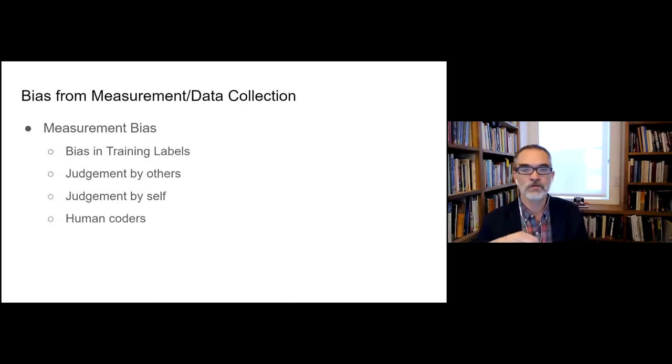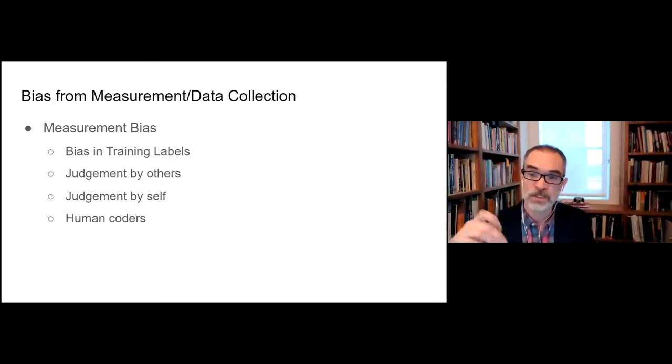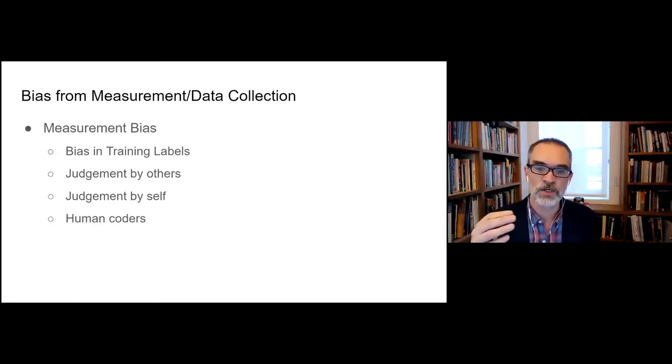The other major form of bias stemming from measurement data collection is one of the most concerning and can be more difficult to tease out, and that's bias in the measurement itself, whether in the choice of training labels or stemming from some moment in the coding process.